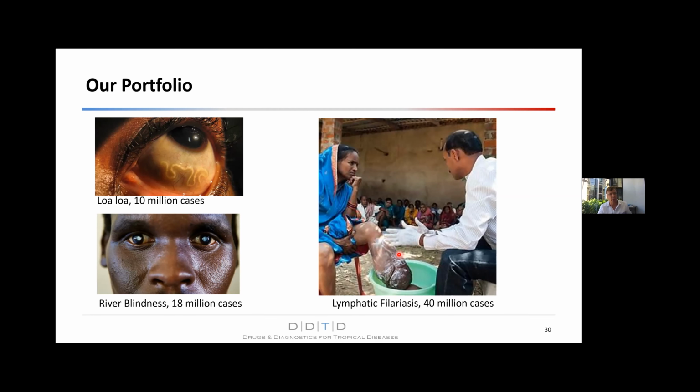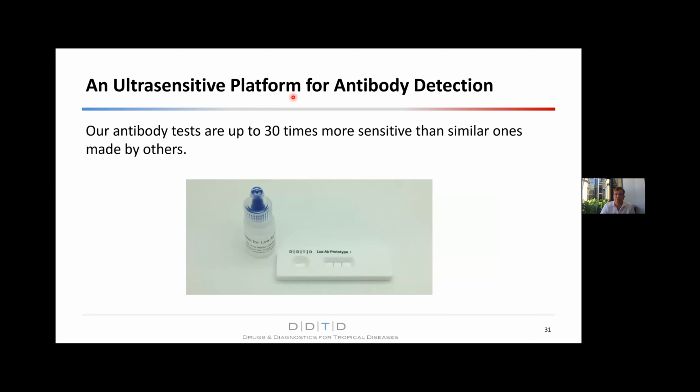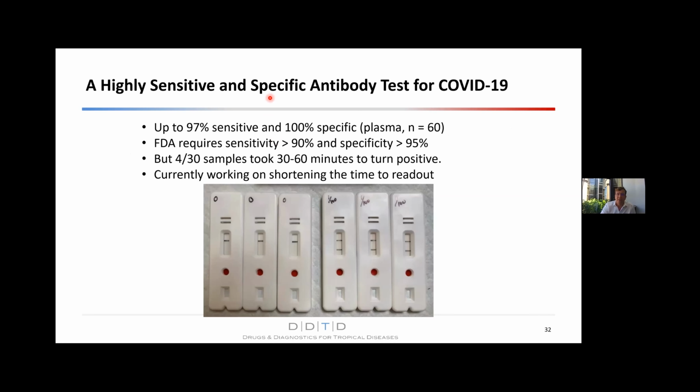And in the course of our work, we've developed an ultrasensitive platform for antibody detection. And our antibody tests are up to 30 times more sensitive than similar ones made by others. So when COVID-19 appeared, for us, it was a normal thing to do to try to retrofit our platform to detect COVID-19. And here I'm giving you the latest data. It just came on Monday, 2 days ago, from an independent lab in Florida to whom we had shipped our test. And the test came back as being 97% sensitive and 100% specific. So these are really great values.